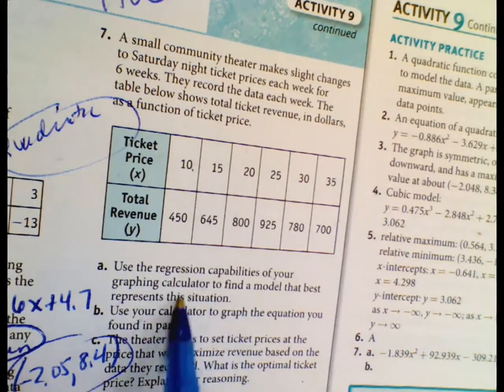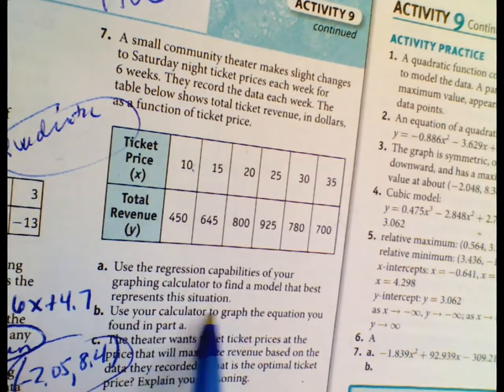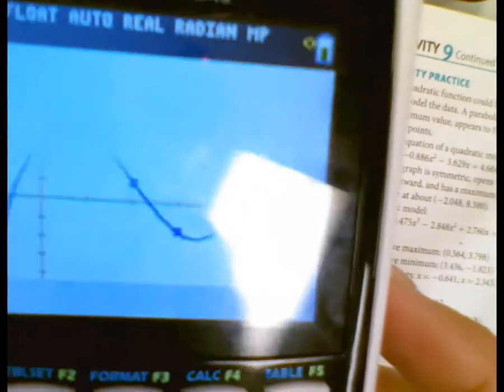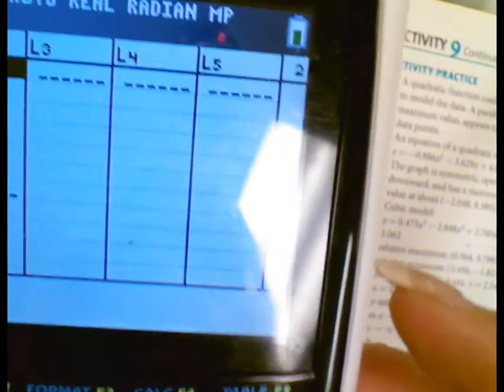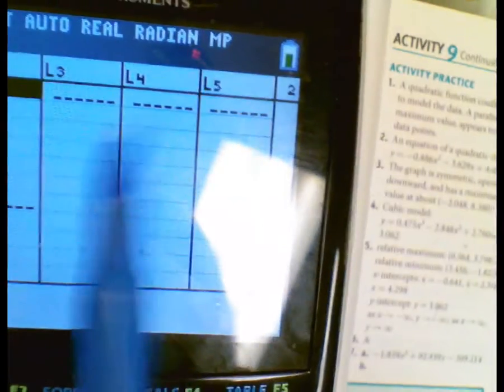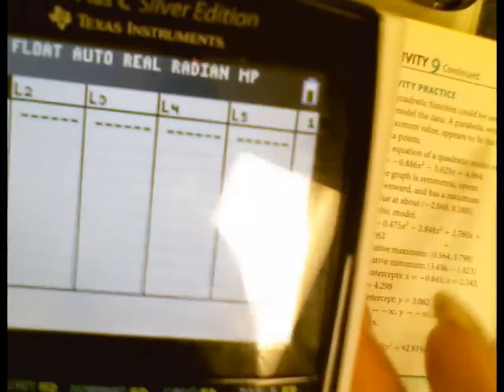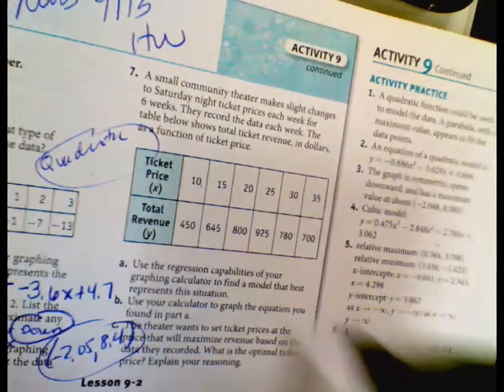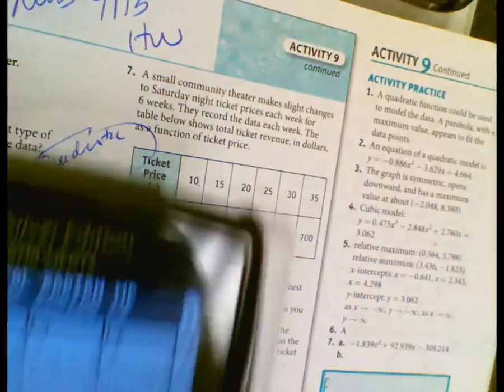So use the regression capabilities of your calculator to find a model that best represents the situation. Okay, let's punch it in. If you don't want to erase something, you can always put things in list 3 and 4 if you wanted, but I don't need the stuff, so I'm erasing it. You have 10 lists, so you can use them all. We're going to go 10 to 35 by 5s.